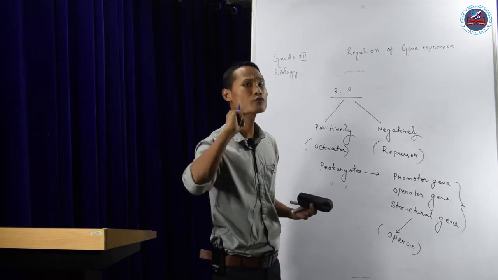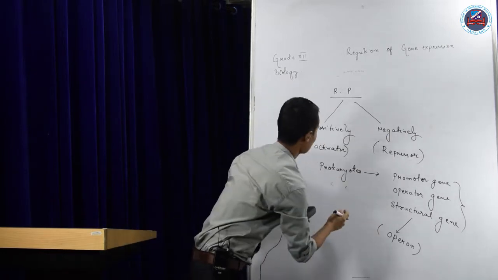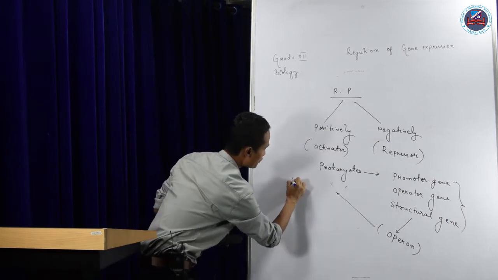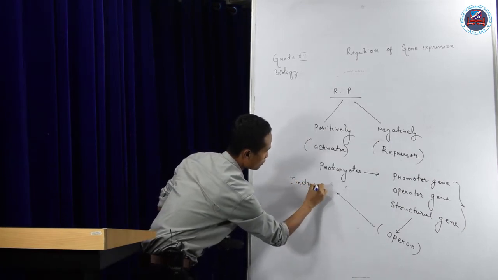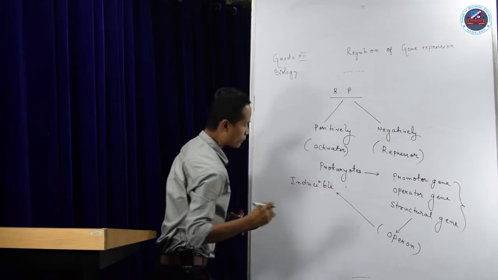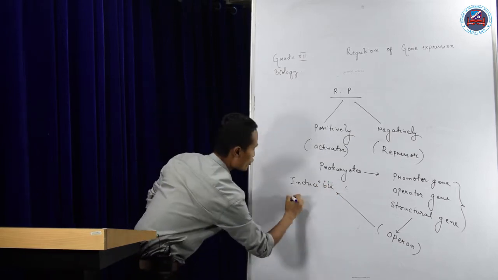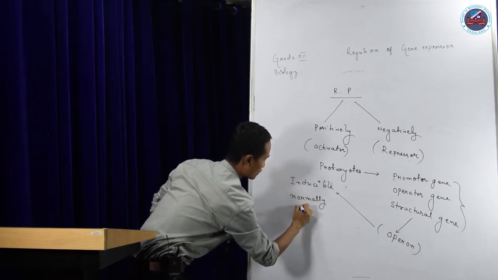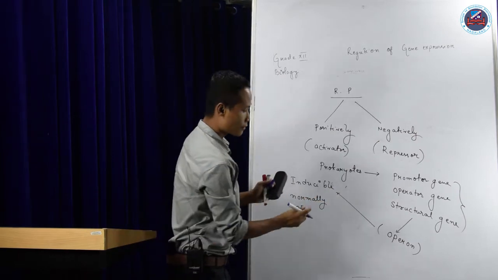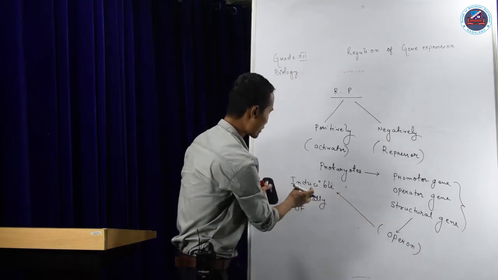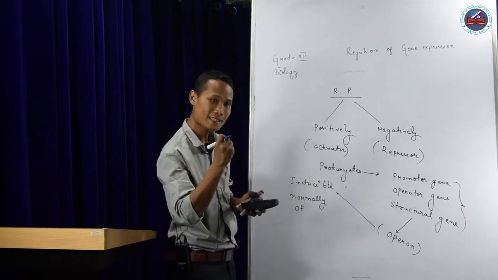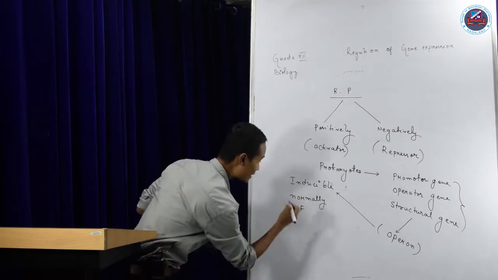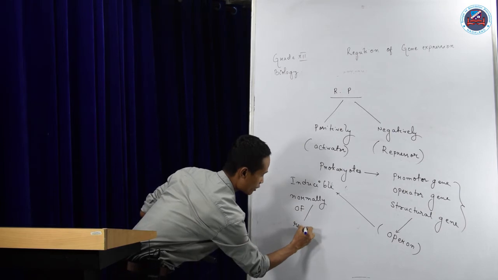Now, operons are of two types again. One is said to be inducible. Now, the meaning of inducible is normally off. So this system will remain off, but when it is required, it will automatically turn on.